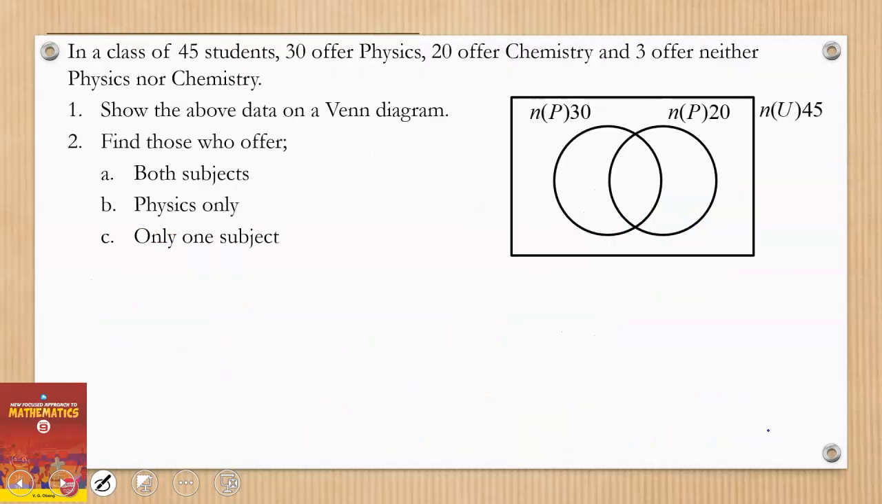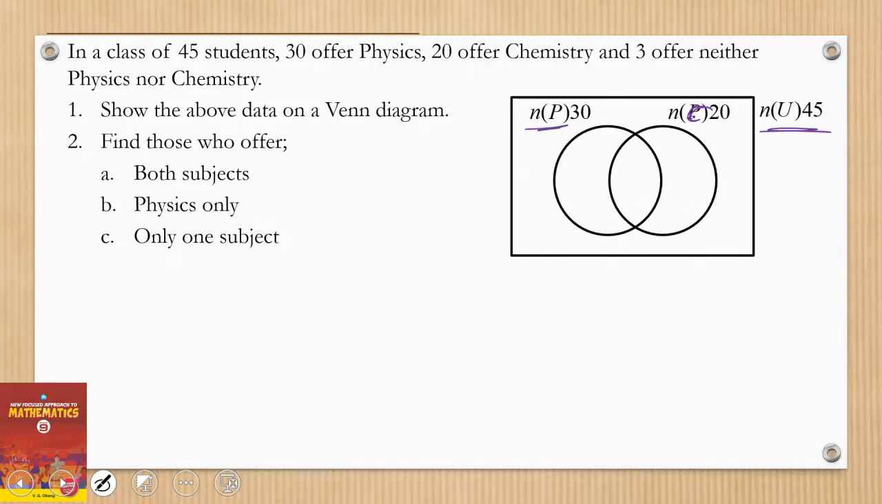Let's take another example. Here we are in a class of 45 students, 30 offer physics, 20 offer chemistry, and 3 offer neither physics nor chemistry. We want to show this information on the Venn diagram. Again, we want to use it to answer questions A, B, and C under question 2. So first of all, once again, we need to know our universal set. That's the number of U, letting U represent the universal set. Letting P represent those who study physics, we have physics is equal to 30. And letting C represent those who offer chemistry, also gives us 20.